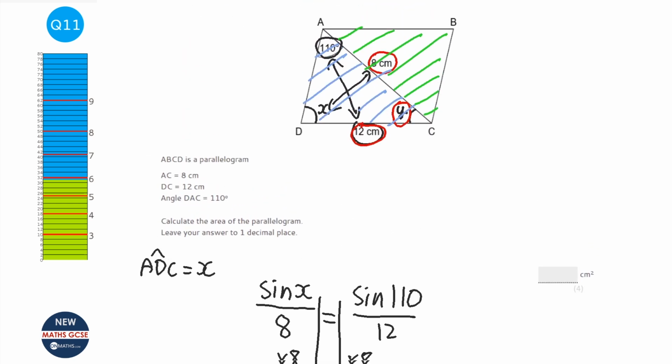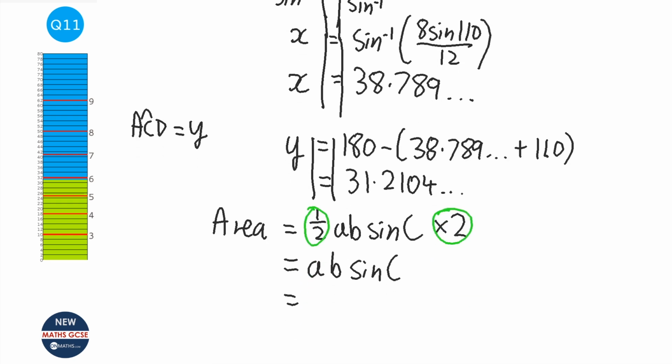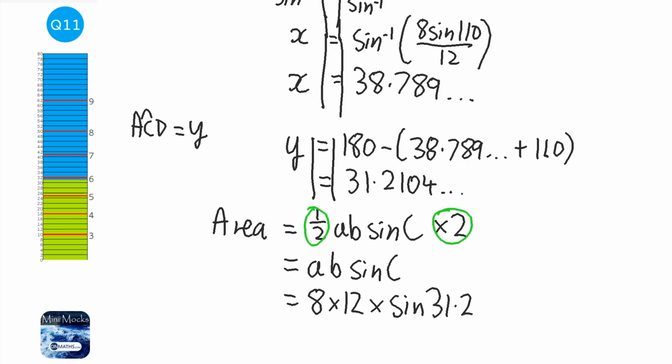A and B are going to be 8 and 12. So it's going to be 8 times 12 times sine 31.2104 and so on. So let's quickly use the calculator before it switches off. I'm going to press sine answer, close bracket, times 12 times 8.